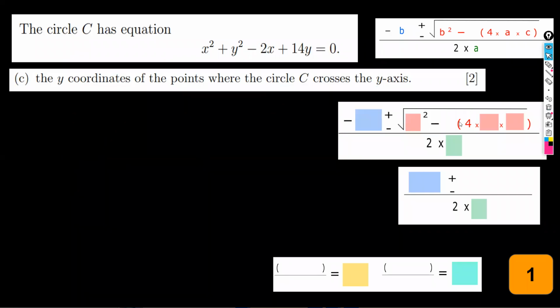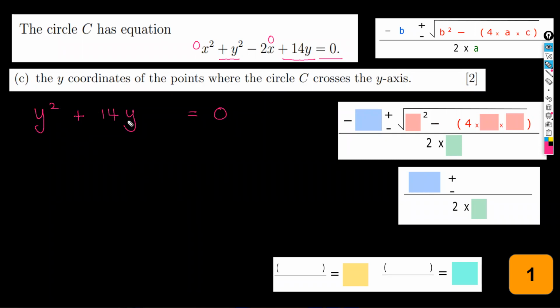Like I said, we're replacing this x with 0, so you get 0 squared, and you're replacing this x with 0. But anything times 0 is 0, and 0 squared is 0. So we'll just be left with the y squared, the positive 14y, and the equal to 0. So this is what we end up with: y squared plus 14y equals 0. So they want us to solve this equation.